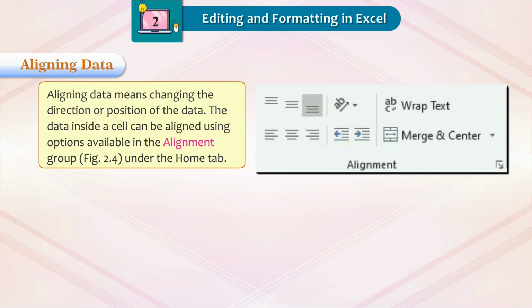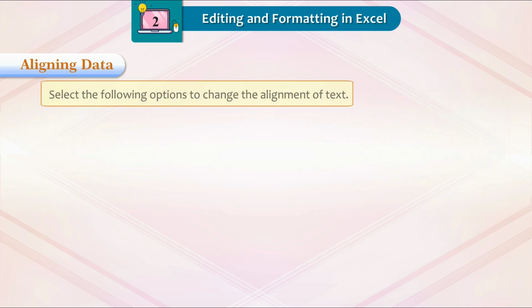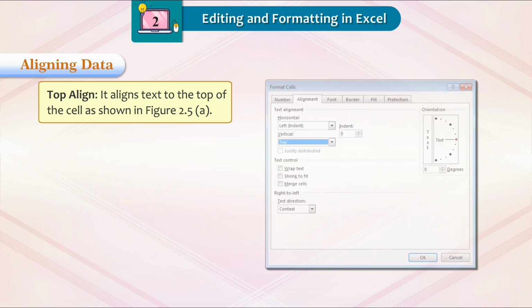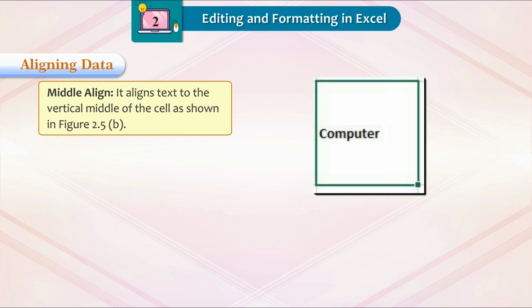Refer to figure 2.4 under the Home tab. Select the following options to change the alignment of text. Top Align. It aligns text to the top of the cell as shown in figure 2.5a. Middle Align. It aligns text to the vertical middle of the cell as shown in figure 2.5b.